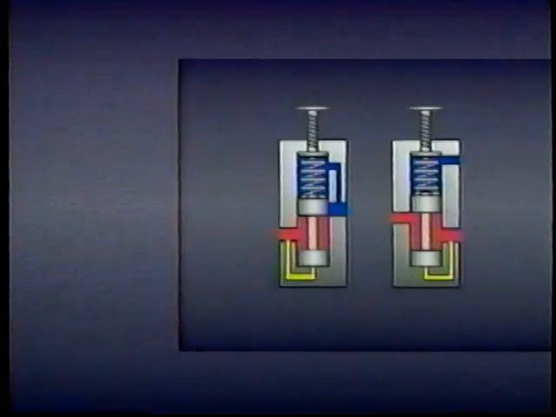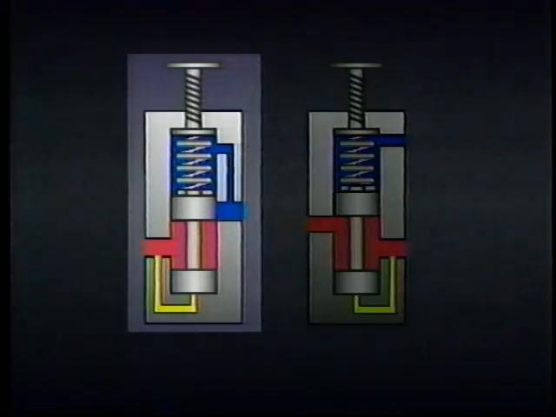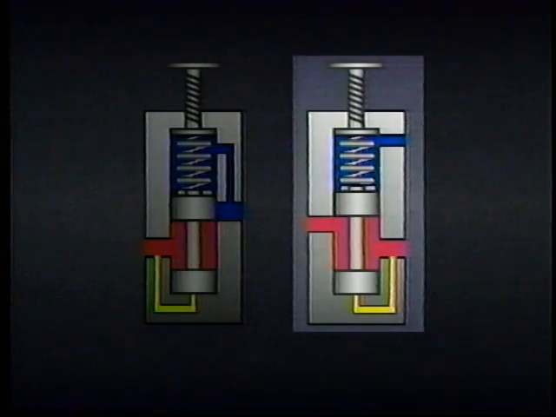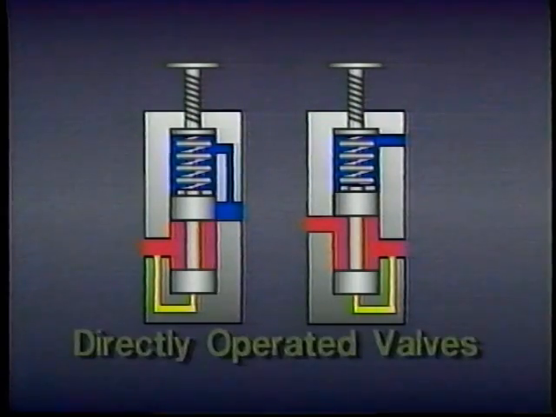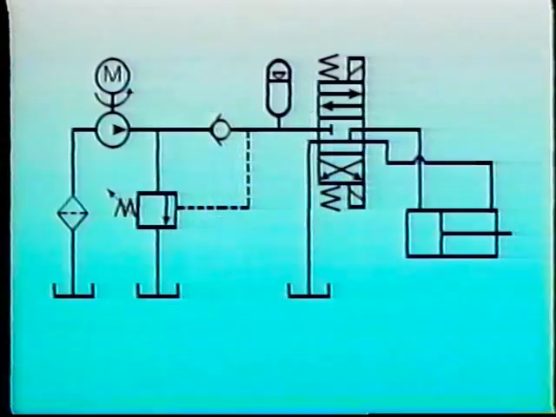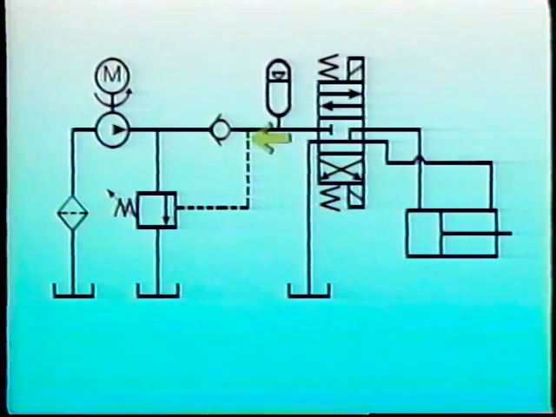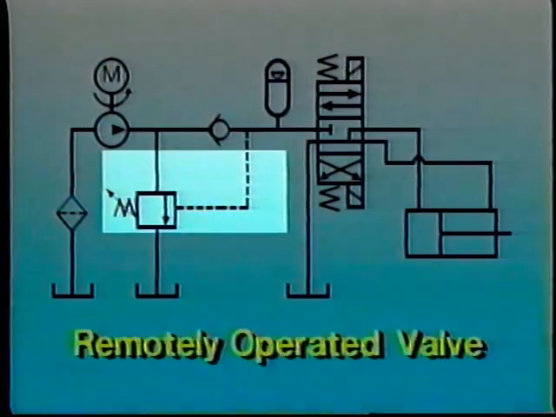Now, we've seen how pressure control valves sense pressure internally through a passage within the valve body, either from the primary passage, like a relief valve, or from the secondary passage, like a pressure-reducing valve. This type of pressure sensing is referred to as direct sensing or direct operation. Pressure can also be sensed in some other part of the system by means of an external line. This is called remote sensing or remote operation.